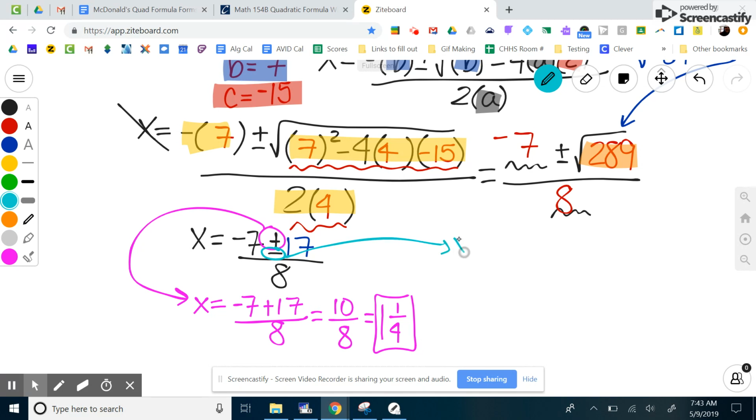So I've got x equals the opposite of 7 minus 17 over 8. Again, I've got to do that top of my fraction first because it is a grouping symbol. So negative 7 minus 17 is negative 24. And then we've got negative 24 divided by 8, which gives us negative 3. So we've got 2 solutions, roots, zeros, x-intercepts. They are 1 and 1/4 and negative 3 for this problem.